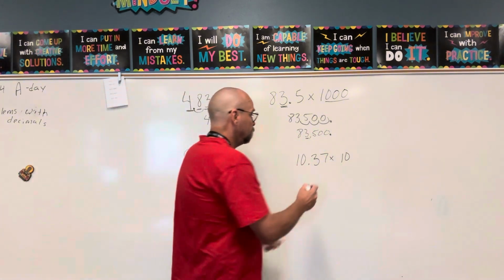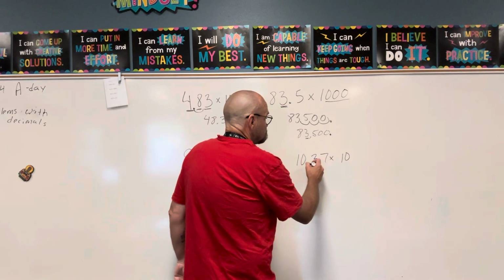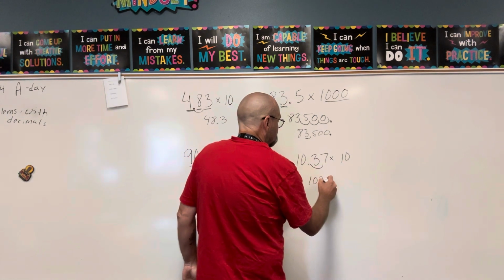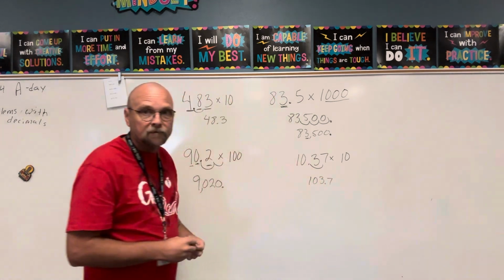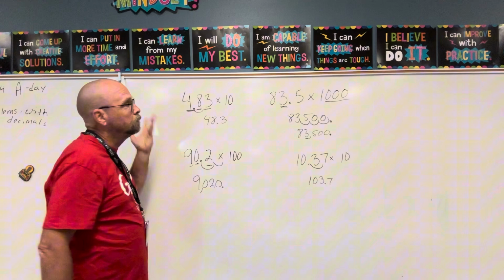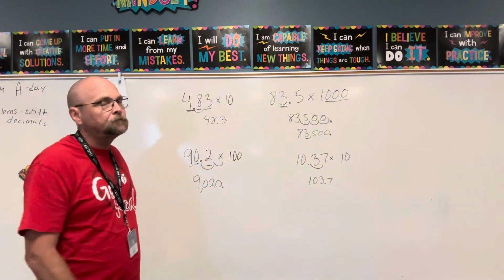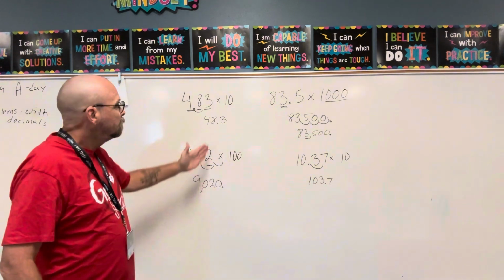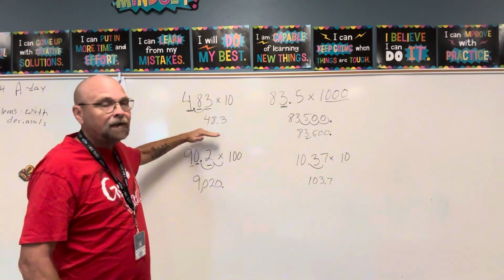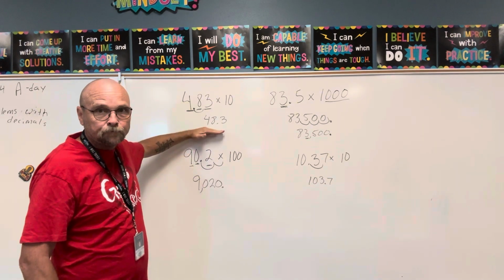Same thing with this one. I want to move my decimal point 1 place to the right, and I have 103 and 7/10. You don't have to do all the math and work it out and count the decimal points. You don't have to do all of that. You're moving the place values. You're moving the numbers that are already there into different place values.